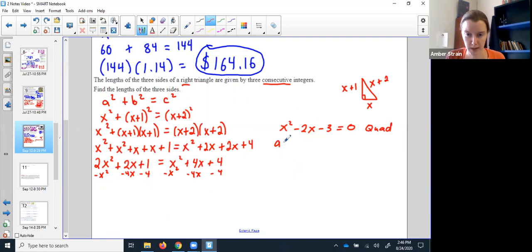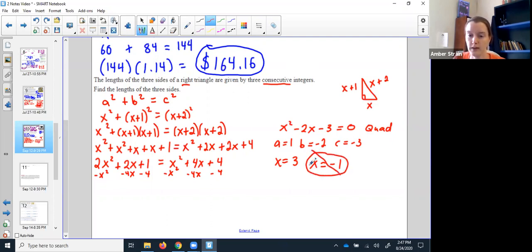So I punch it in with my a of 1, my b of negative 2, my c of negative 3. It tells me that the x's could either be 3 or negative 1. But remember, like I was saying, always make sure you've answered the question. These were the lengths of a triangle. So I probably can't find a triangle that has a length of negative 1. So he's out. So this is the only one that really makes sense.